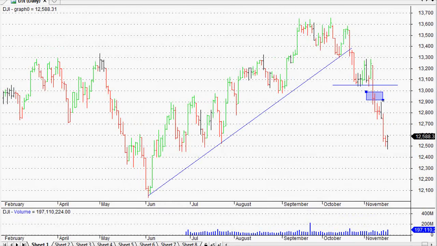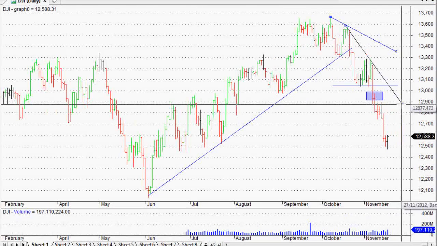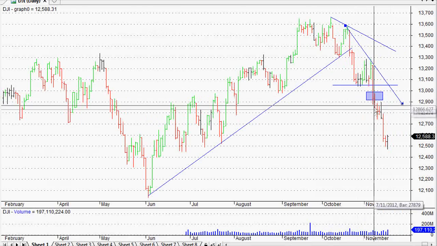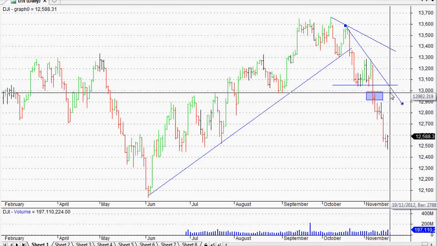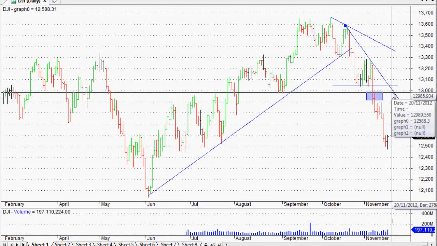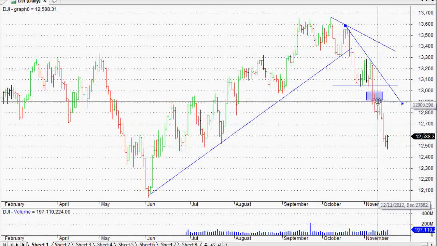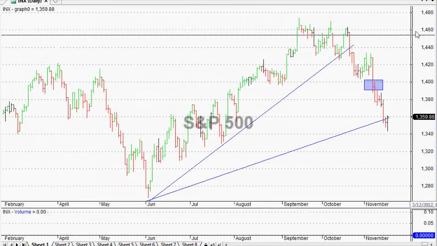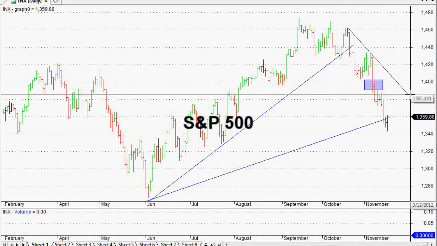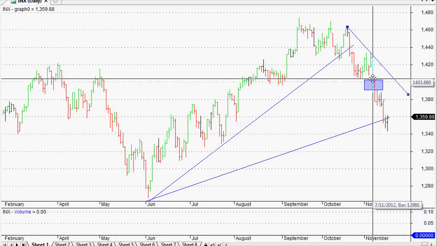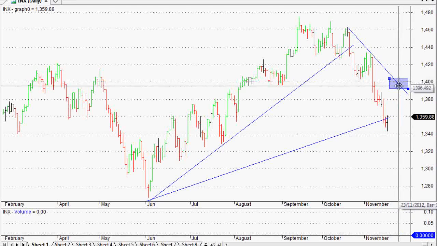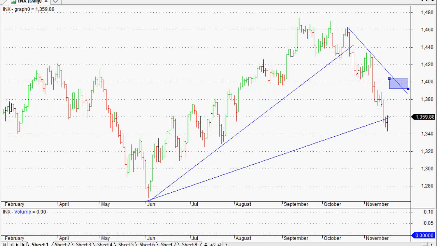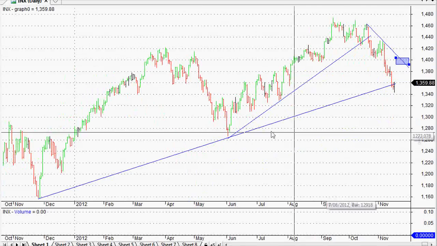And obviously that's in a downtrend. On the Dow Jones, on a short-term basis, it would really have to close back above the 13,000 level for it to be in any way, shape, or form a short-term uptrend for me personally. On the S&P 500, it would have to be closing back above that 1400 level for it to be in a short-term uptrend again.